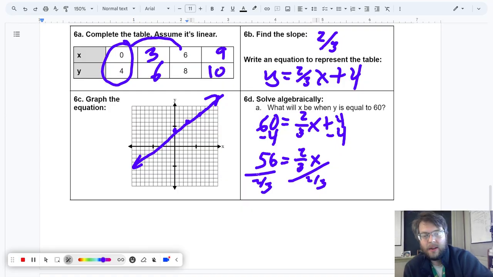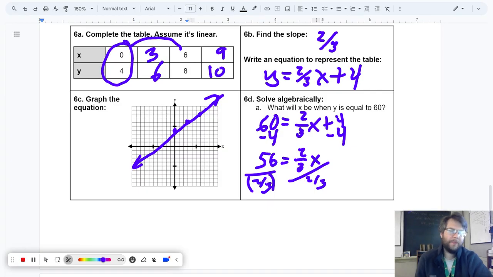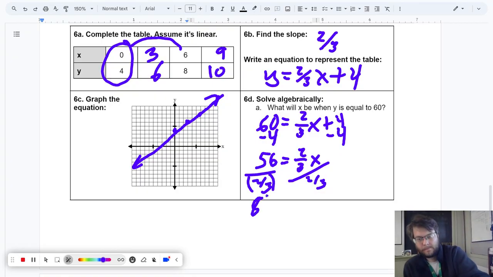If you just grab that with parentheses on your calculator, it should work out just fine. 56 divided by 2/3 is the same as, let's see, 84. There we go.